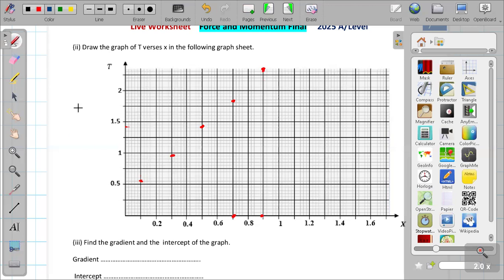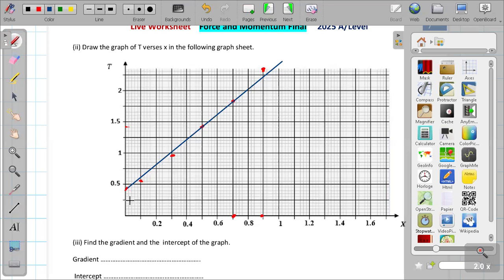It doesn't matter. Now I have to draw a straight line from here, considering the best fit line. Best fit line means cutting more points together. This is going to be my best fit line. Now, asking about gradient and intercept. Intercept means the point where it cuts here.